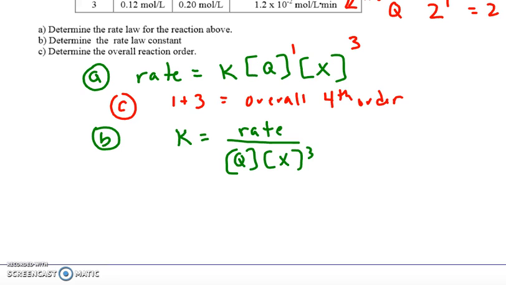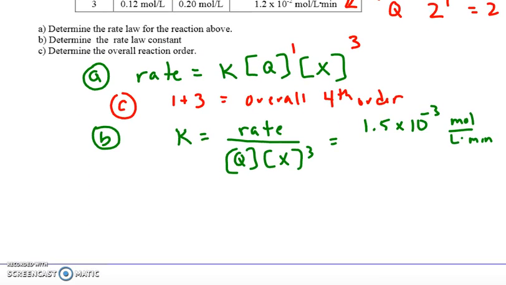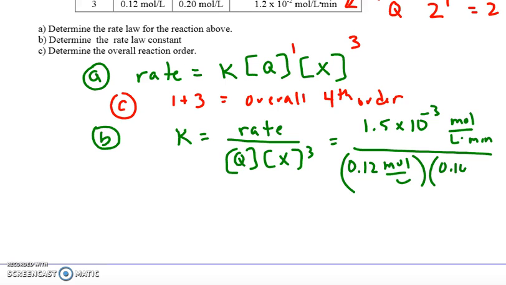All right, and so to find the rate constant K, we just pick a trial. Again, we're going to pick trial number 1, where we substitute in the numbers from trial 1. In trial 1, the rate was 1.5 times 10 to the negative 3 moles per liter per minute, I believe. Is that what it said up there? Moles per liter per minute. Yep. Okay, I'm going to put that back. Sorry for the scrolling. We're going to divide that by the initial concentration of Q, which was 0.12 moles per liter. That's to the 1st power. The initial concentration of X was 0.10 moles per liter, cubed.